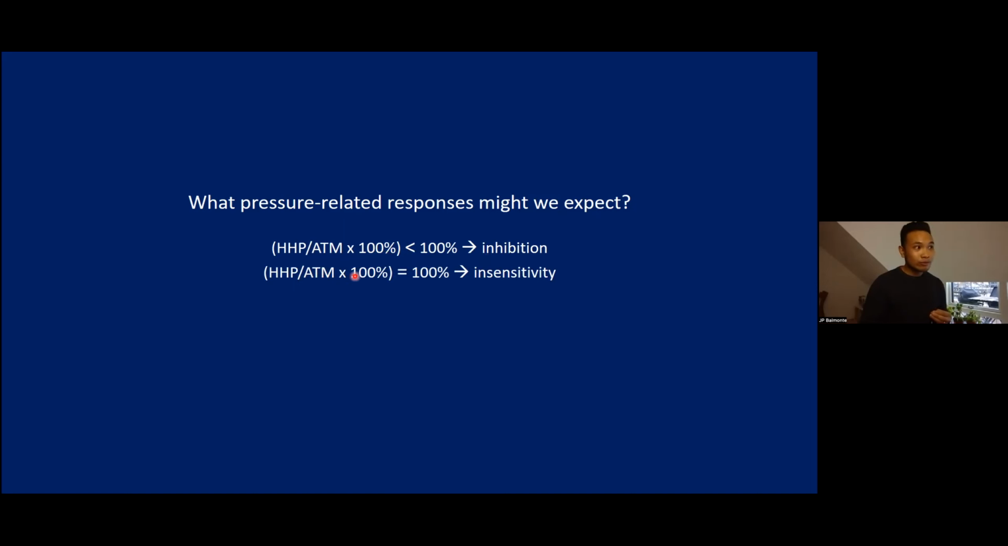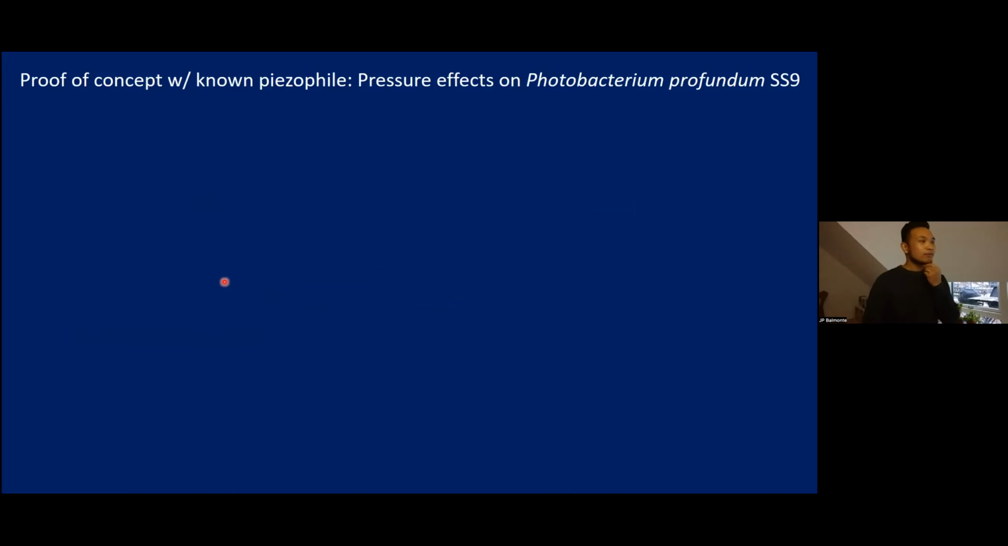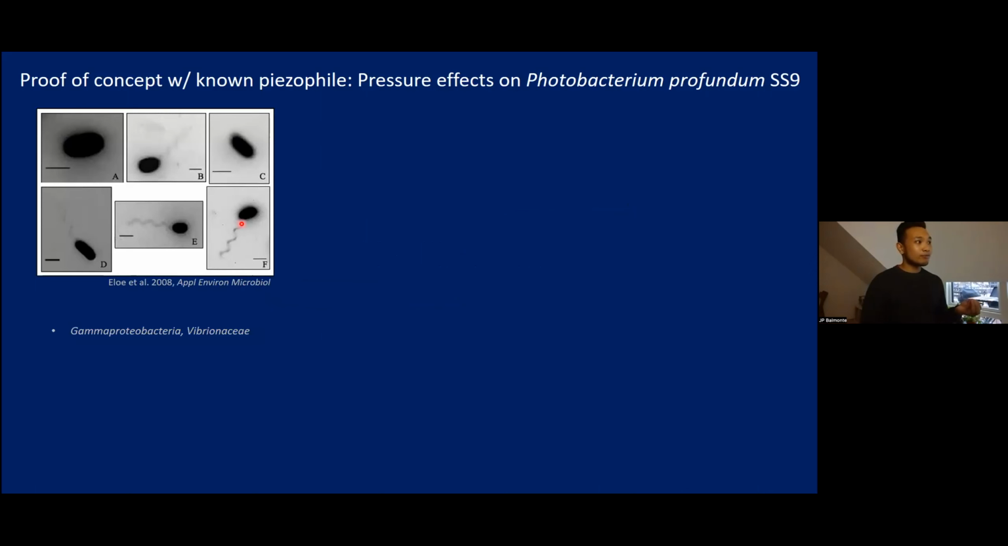If this ratio is the same, or 100%, it indicates pressure-related insensitivity. The activity simply doesn't care about the pressure, or it can withstand the pressure. And if it's greater than 100%, then there might be some pressure-related stimulation in activity, which is a little bit difficult to wrap one's head around. But essentially, this is percent activity at high hydrostatic pressure relative to activity at atmospheric pressure, which is 0.1 megapascals. So we first do this by looking at a pure culture called Photobacterium profundum.